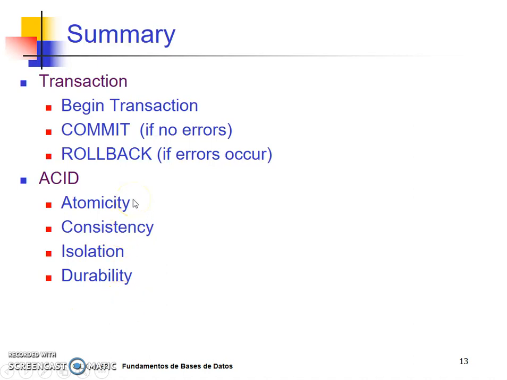Atomicity is all or nothing. Consistency is having the correct data in your database. Isolation means that a transaction cannot see partial results of another transaction. And durability means that your data is not lost, even in the case of a failure.